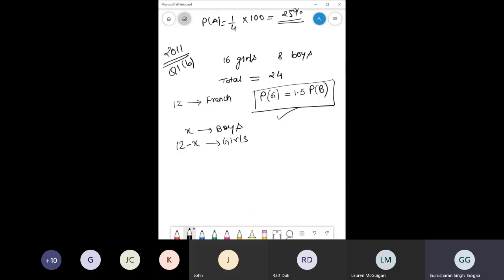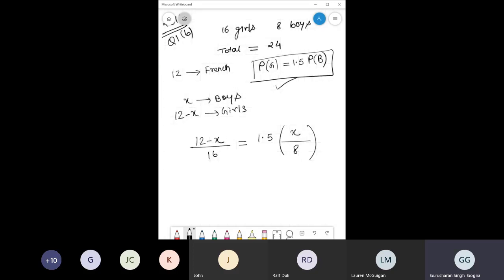And now I want to write down the probability of selecting girls. So 12 minus x is the possible outcomes, and the total outcomes are 16. There are 16 girls. That's the probability for selecting a girl who studies French, equal to 1.5 times the probability for the boy. How many boys study French? x, we don't know, but the total number of boys is 8, isn't it? So this is how you need to form an equation, and then you can simply solve this.